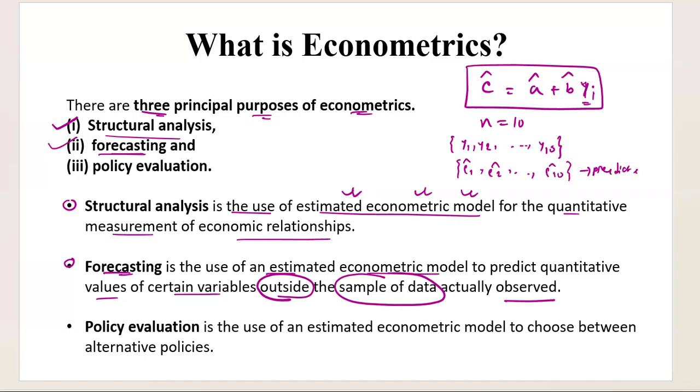Now, what if you want to find out the value for the 11th person? You collect the data for the 11th person, which is not in your sample. Your sample has only 10 members, but for the 11th person, also you can use this model. Now, the value that you will get for C11 cap will be the forecasted value, and not the predicted value. So this is the difference between forecast and prediction, right?